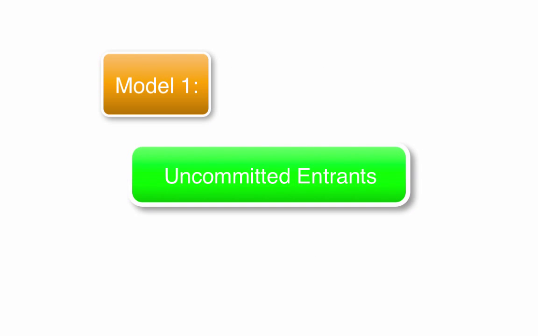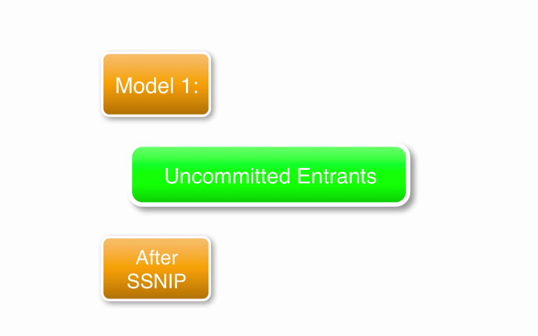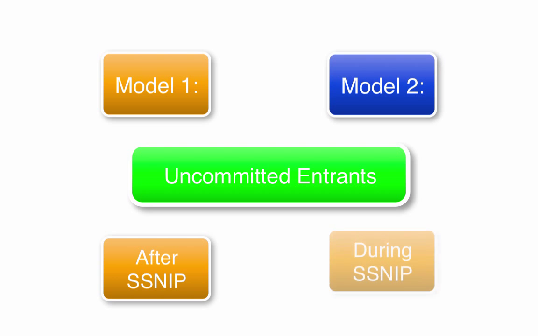So, in Model 1, these uncommitted entrants are counted after the SNP test. In Model 2, they are counted during the SNP test. In the end, it simply may not matter.